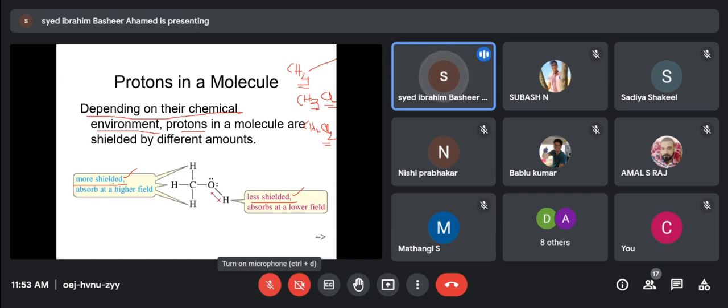The more shielded proton will absorb at a higher magnetic field. Less shielded protons will absorb at a lower magnetic field. So you should know this difference: less shielded absorbs at a lower magnetic field, more shielded absorbs at a higher magnetic field.